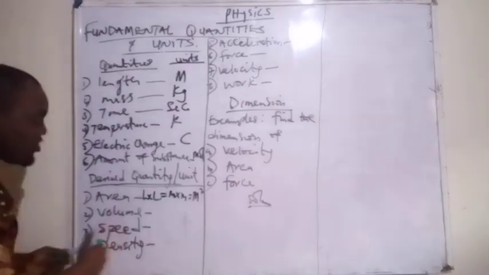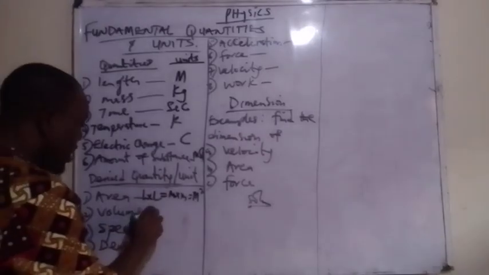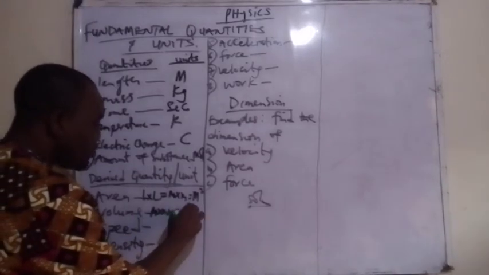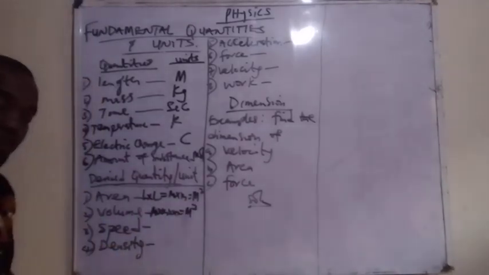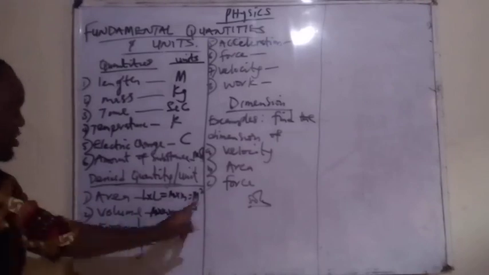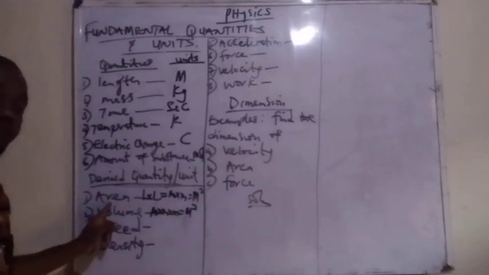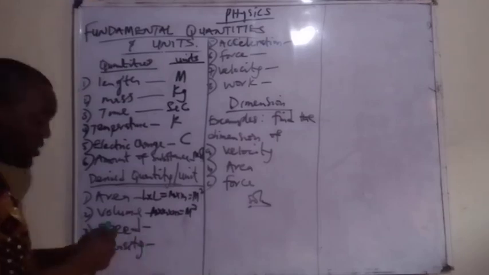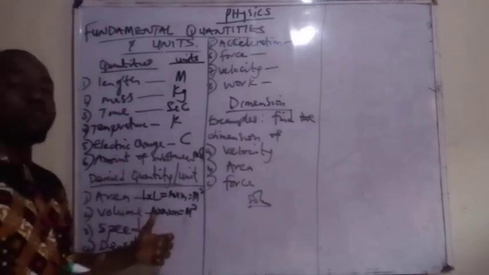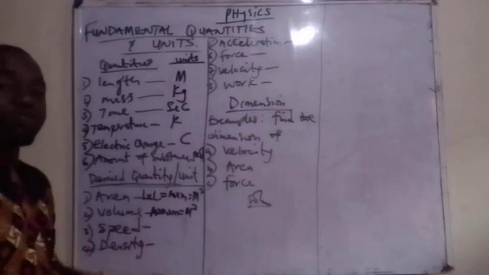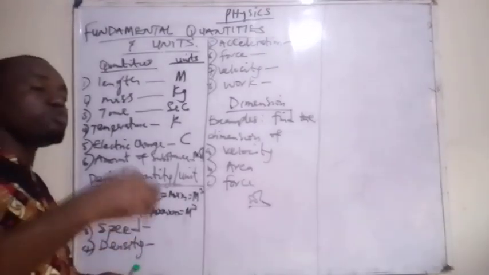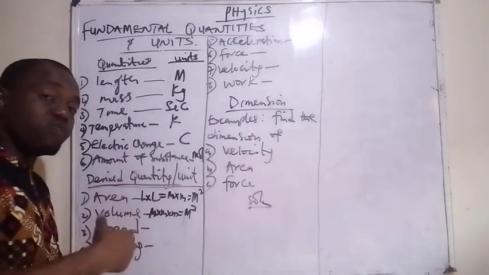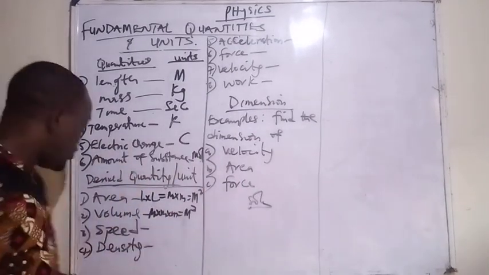Good. Now, the same thing goes for volume. Volume is M times M times M, which is what? M cube. That's M raised to power 3. This is the unit for volume, and the unit for area is M squared. Now, for most of the derived quantities, to get their unit, we go through their formula. Although it's not all, but most of them, we go through their formula to get their unit.